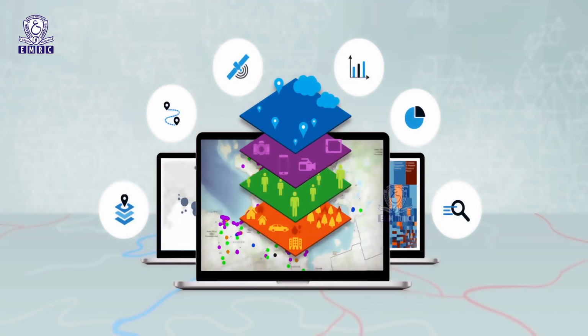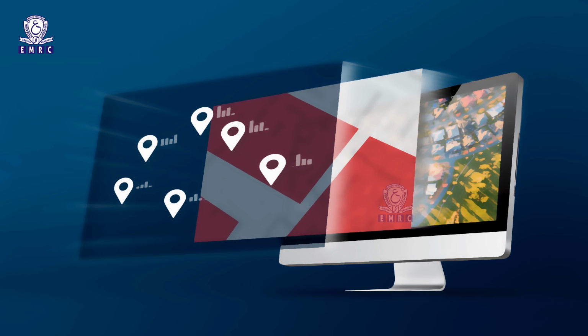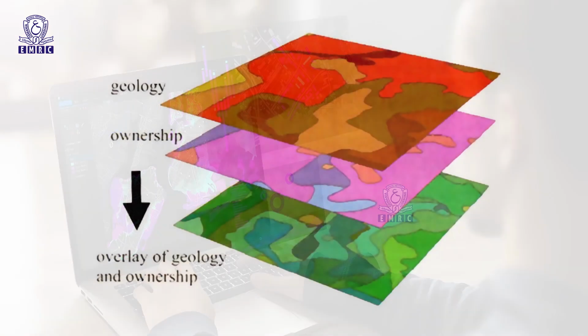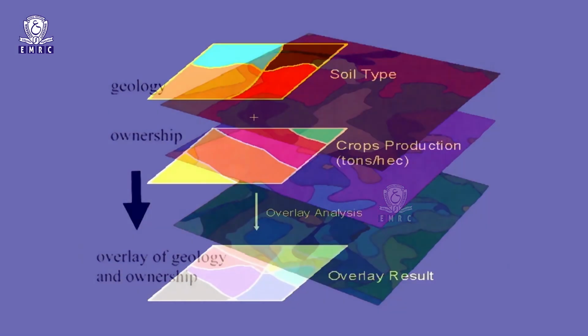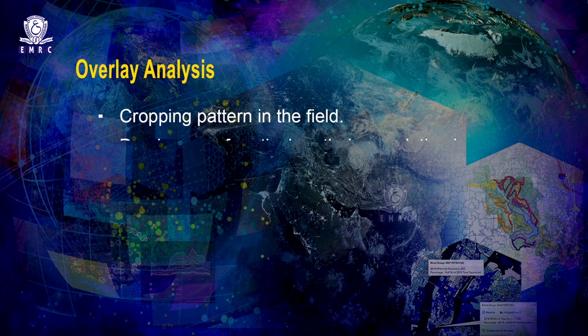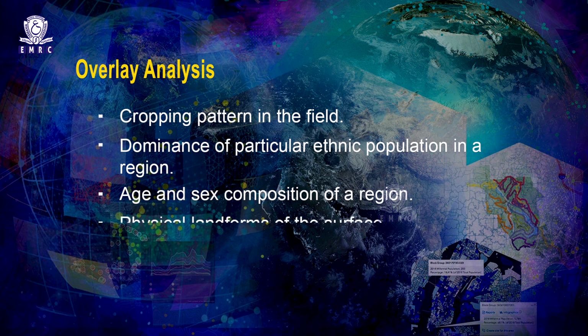Overlay analysis is one of the most common and powerful GIS techniques. It analyzes multiple layers with a common coordinate system and determines what is on the top layer. Overlay operations combine data from the same entry or different entries and create new geometries and new units of change entry. Overlay operations perform many types of analysis, for example, cropping pattern in the field, dominance of particular ethnic population in a region, age and sex composition of a region, physical landforms of the surface.